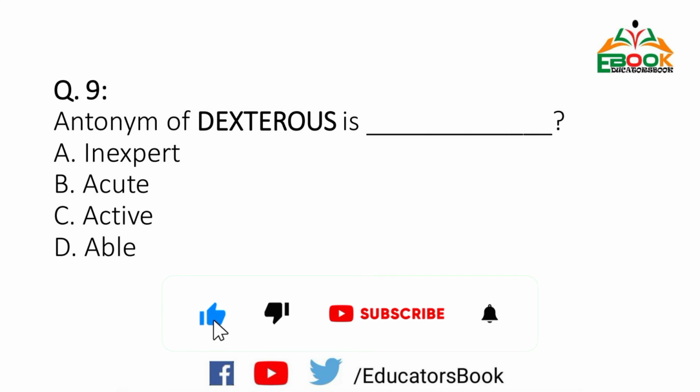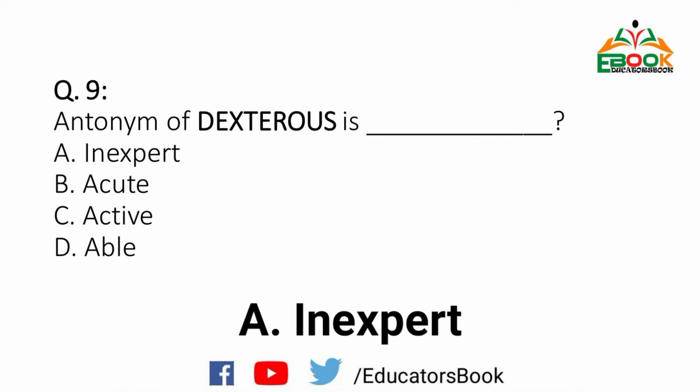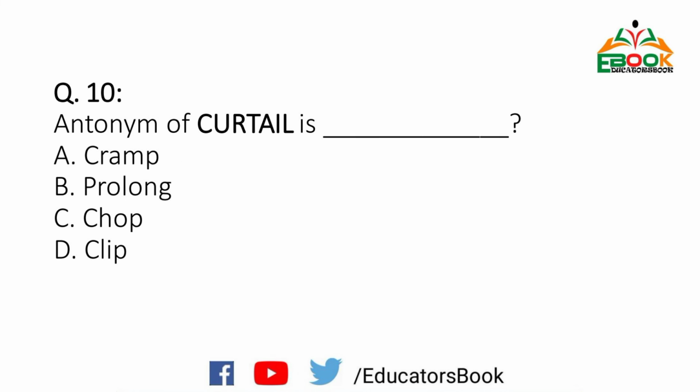Question number 9. Antonym of dexterous is A. Inexpert, B. Acute, C. Active, D. Able. The correct answer is option A, inexpert.